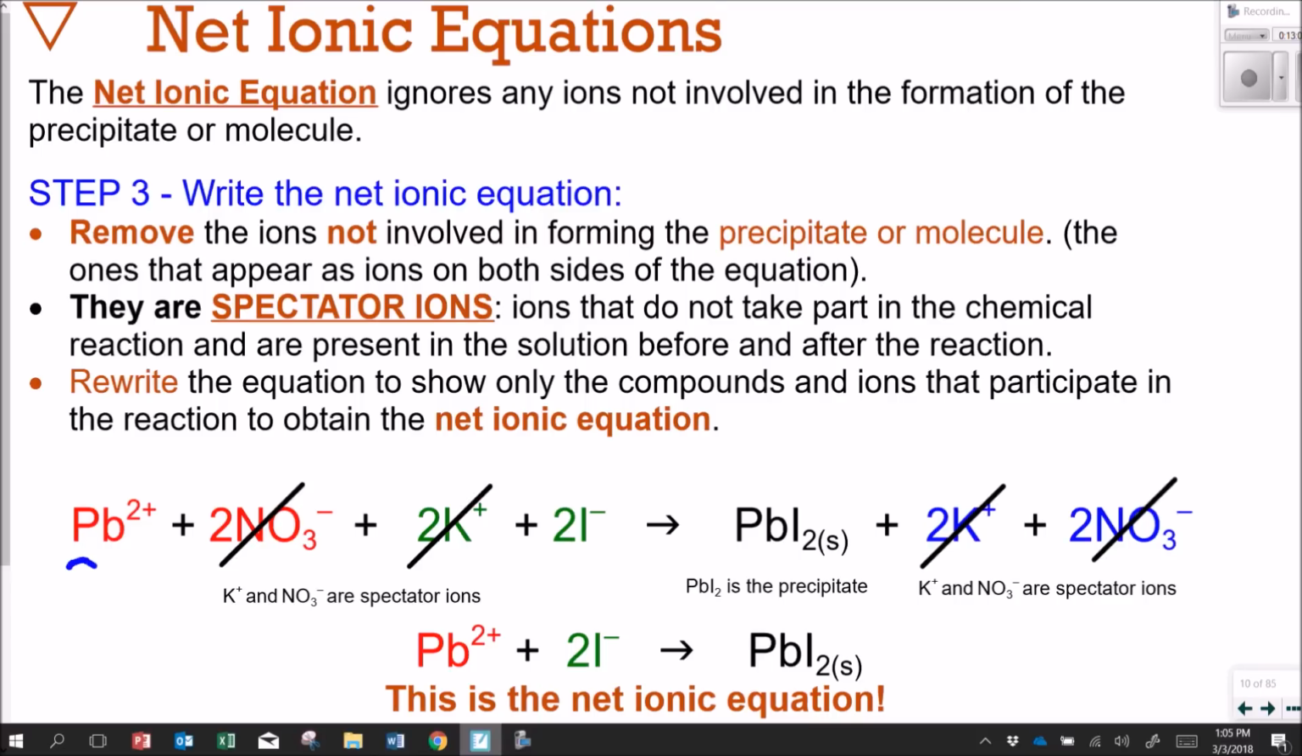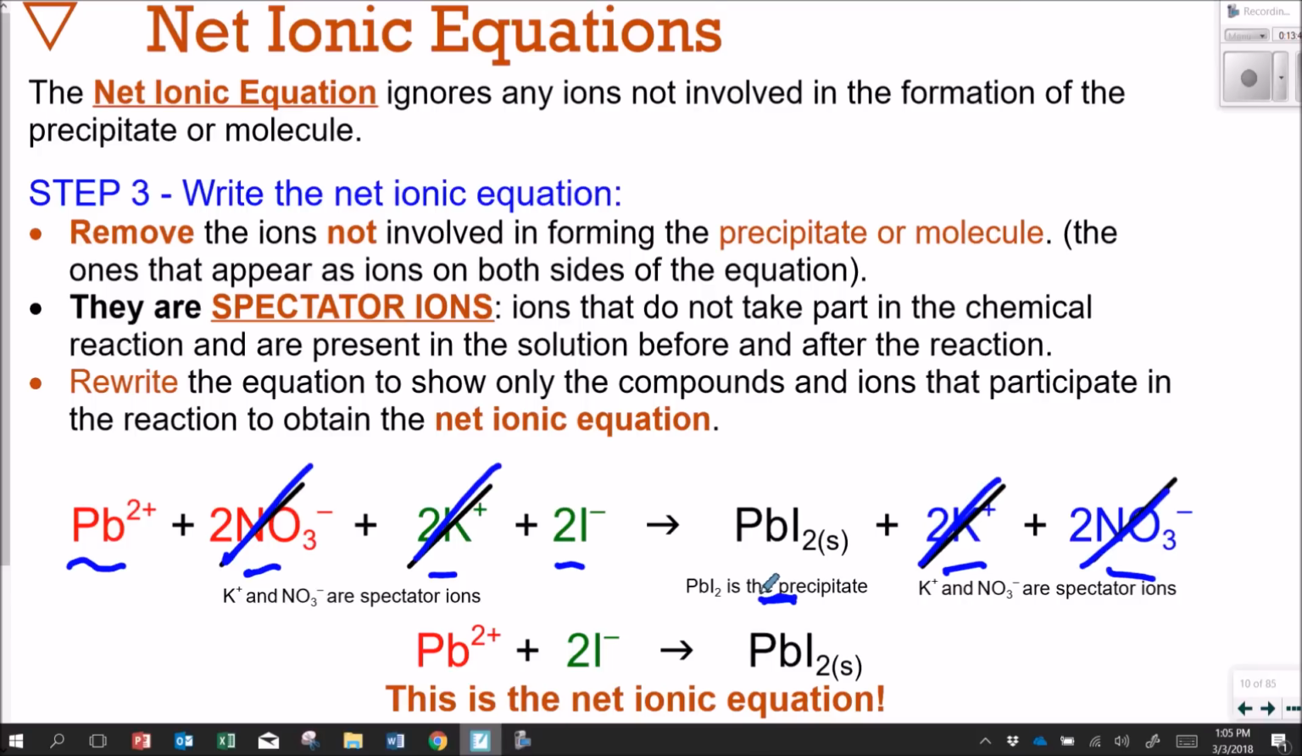The lead ions are on the reactant side, but on the product side, they are part of the precipitate, so we don't cross them out. The nitrate ions are on the reactant side and on the product side, so they cancel each other out. Potassium ions are on the reactant side and on the product side, so they cancel each other out. The iodide ions are on my reactant side, but on the product side, again, they are part of the precipitate, so they do not cancel out.